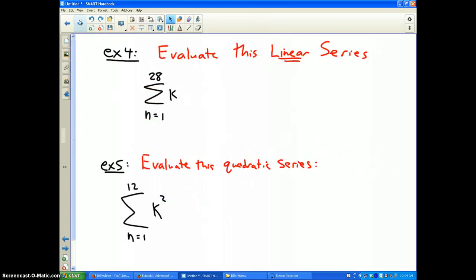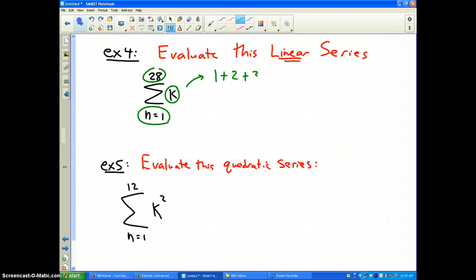All right, last, a couple other formulas for you. Let's talk about a linear series. A linear series is any time you have just a letter right there in green. That would be linear, no power, just the letter K. So it says evaluate this series from n equals 1 up to 28. So basically what I'm evaluating is the numbers 1 plus 2 plus 3 plus 4 plus ... plus 27 plus 28. I want to add all the numbers together from 1 to 28.